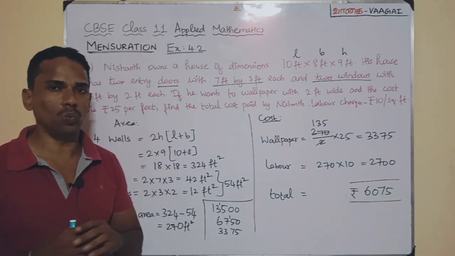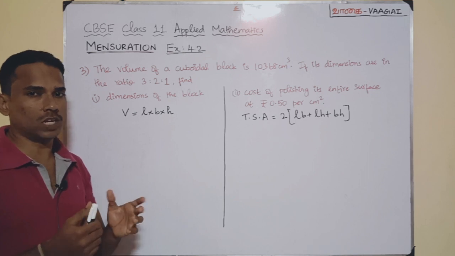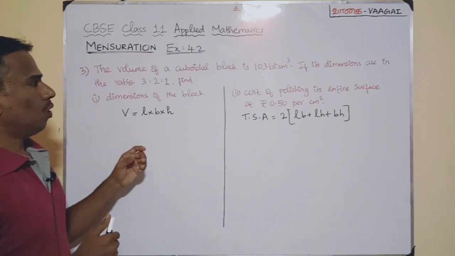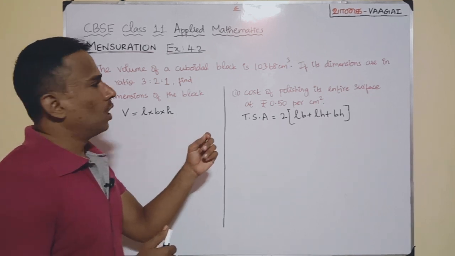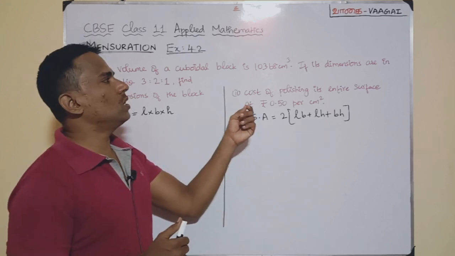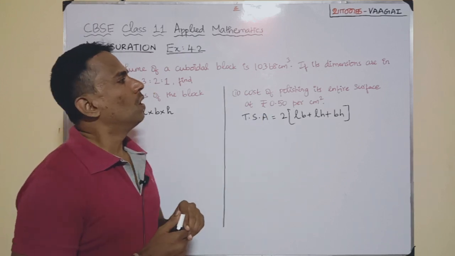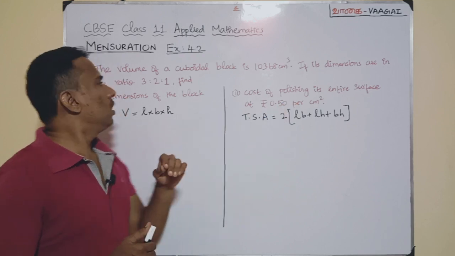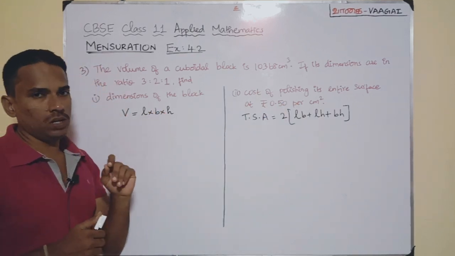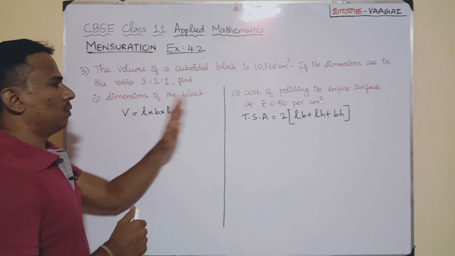And that's going to be the answer for your question number 2. Next, we have question number 3 with us. The volume of a cuboidal block is 10,368 centimeter cube. If its dimensions are in the ratio 3:2:1, then find. We have two subdivisions.